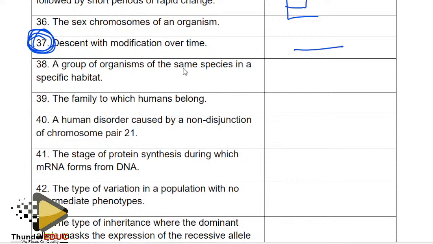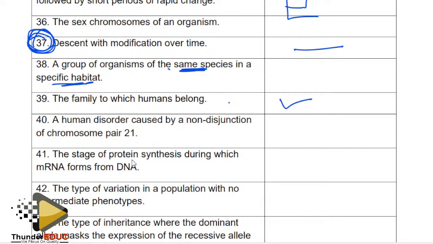A group of organisms of the same species in a specific habitat. Group of organisms, the same species, and they live in a specific habitat: a population. The family to which humans belong: Hominidae, not Homo sapiens, Hominidae. Human disorder caused by non-disjunction: Down syndrome.